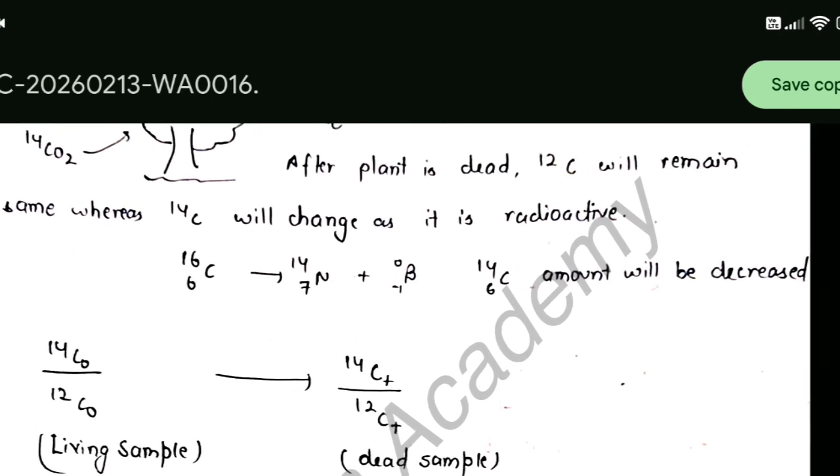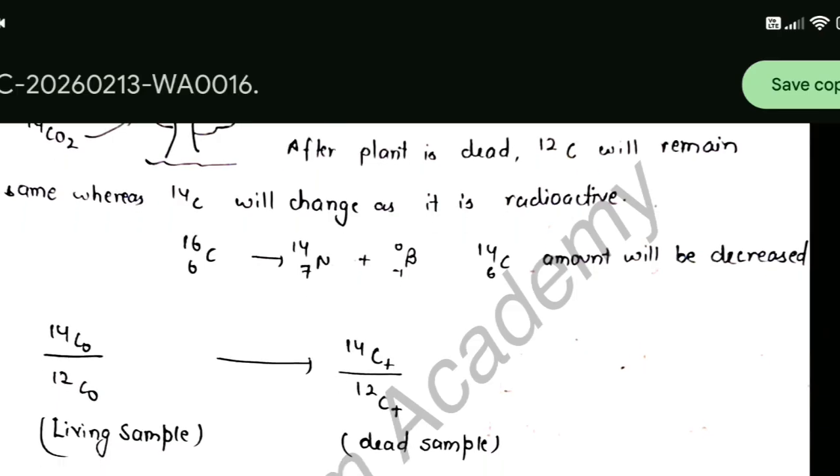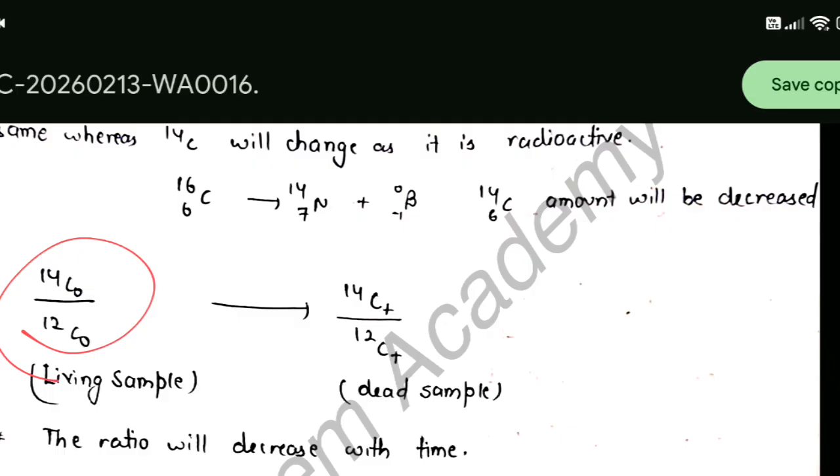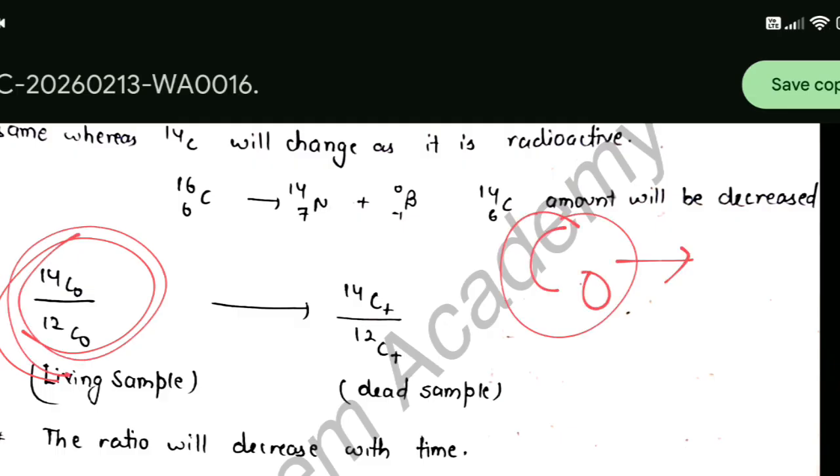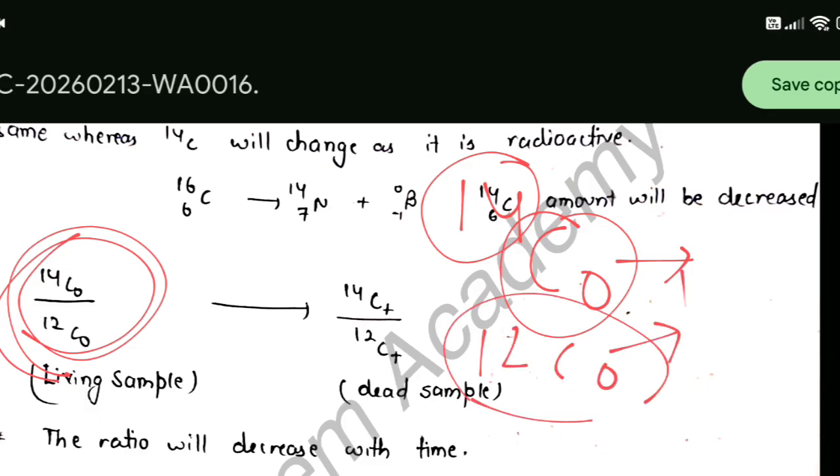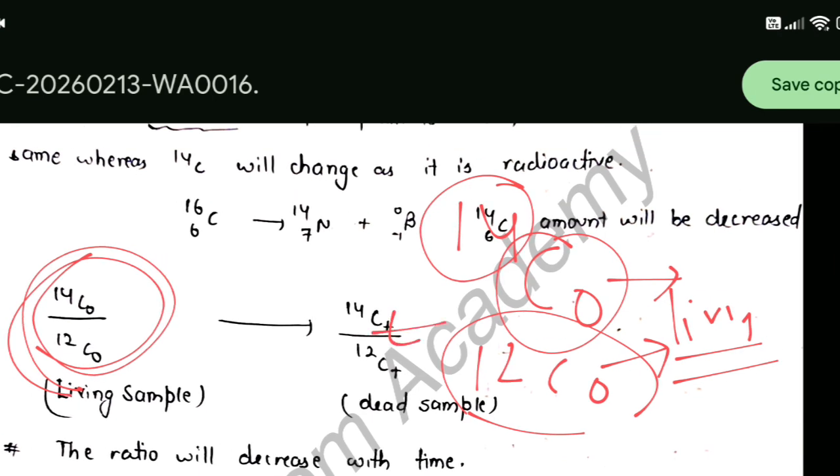Now see, 14C's amount will be decreased. We will see that it is a living sample, it is the ratio of a living sample. We have denoted C0 for the living sample, with 14C naught for isotope 14, and 12C naught for 12. Naught is taken for the living sample, and T is taken for the sample at any time T after death. It is for the fresh sample and the dead sample.